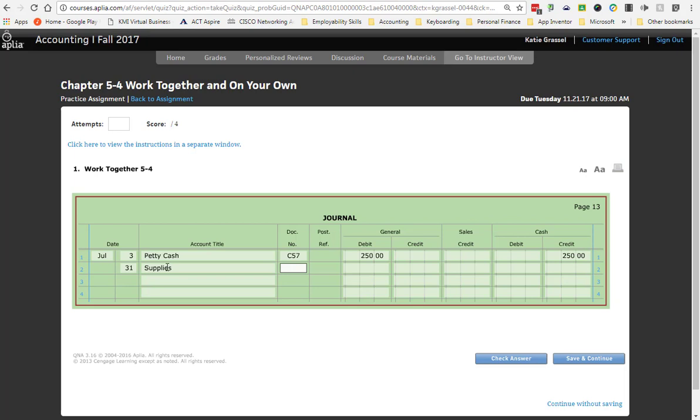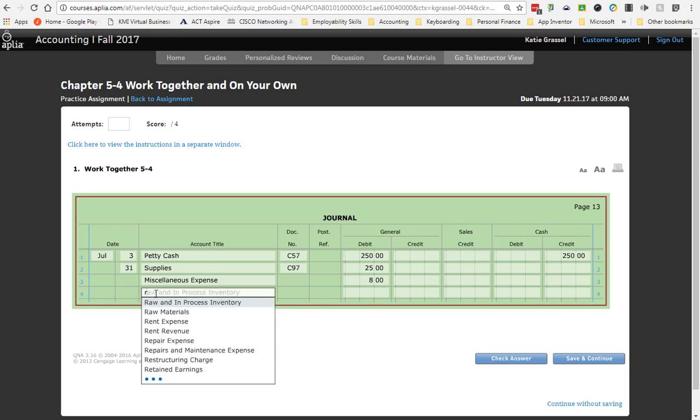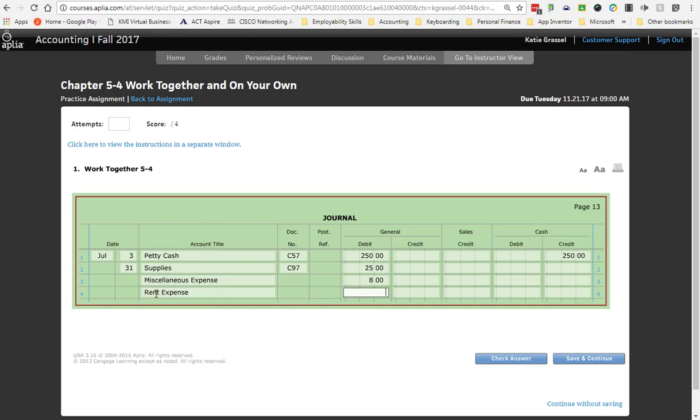Check number is C97. There's a big gap between the first one on this page and this one, just because we're assuming things happened between July 3rd and July 31st, even though we are only recording two transactions. So supplies is being affected for $78 as a debit. Sorry, not 78, 25, wrong number. Now the next account that we're affecting is miscellaneous expense, and that's being debited for $8. The third one I'm doing is repairs expense, and that one's for $45.